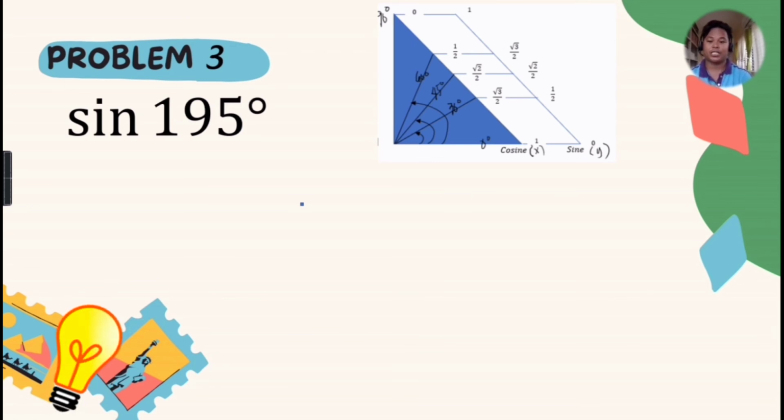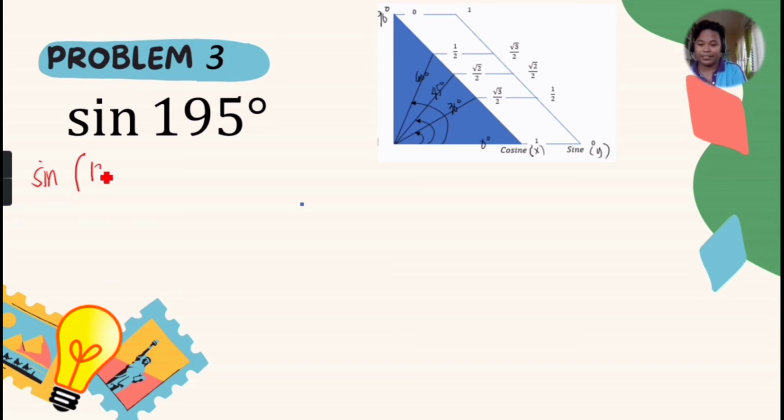answering number 3. Let's find the value of sine 195 degrees. So as we plot 195 degrees in a coordinate plane, the terminal side of this angle is located at quadrant 3. So we're going to use the special angles in calculating its value. So now we're going to incorporate reference angle.